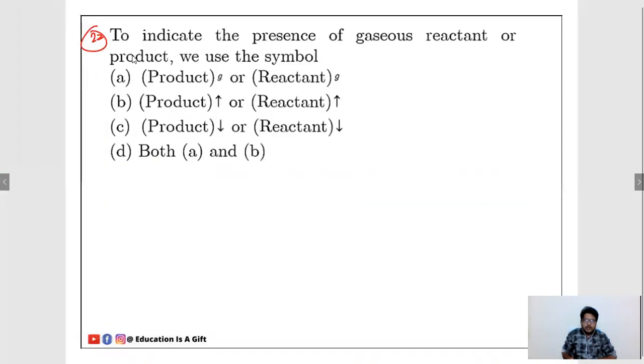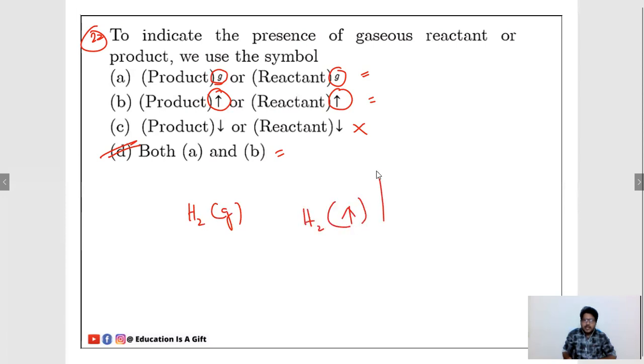22. To indicate the presence of gaseous reactants or products, we use the symbol. If you remember, we discussed this question. We can mention g, correct? Upward arrow direction, correct? Downward direction, no. It is not any precipitate, or any metal or anything which is settling at the bottom. Yes, A and B. Answer is D, both A and B. For example, if it is hydrogen, you can mention it as g, or with an up arrow mark. So gas always rises up.